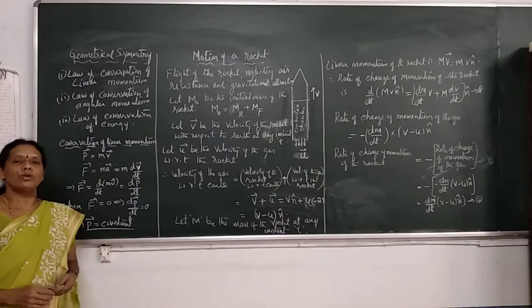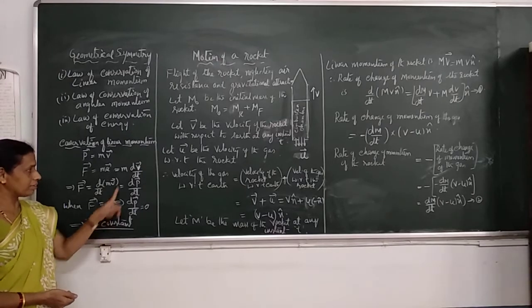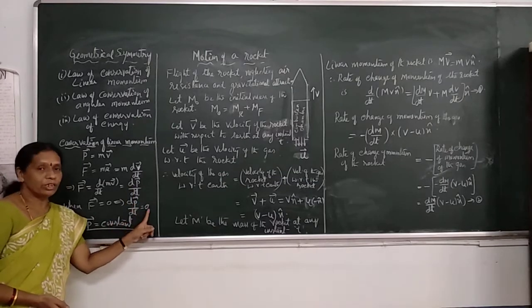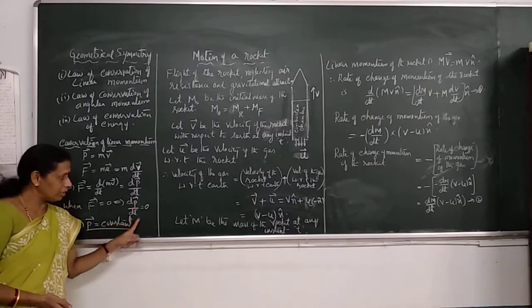Suppose the applied force on a body is 0, that is F equals 0, that implies dp vector by dt is 0. This derivative being 0 means the quantity must be constant. Then only this derivative becomes 0.